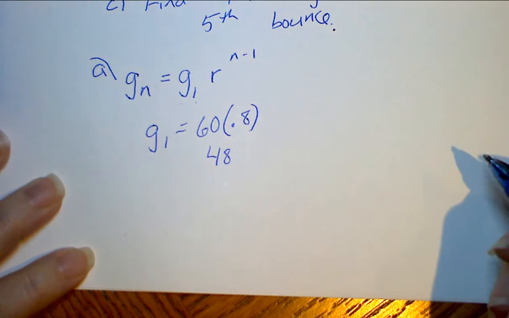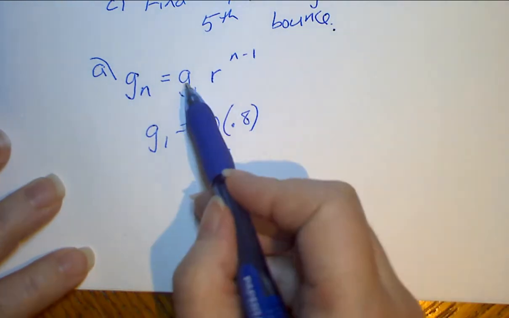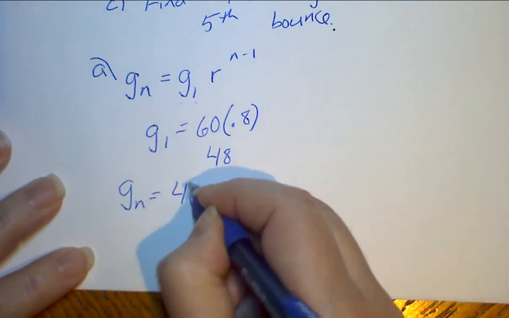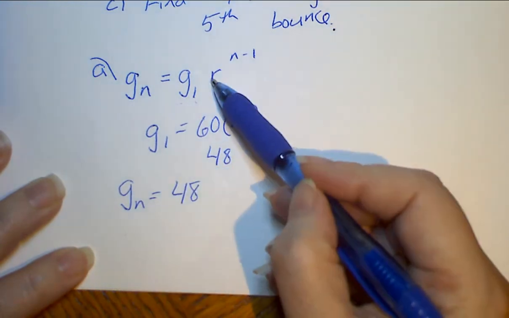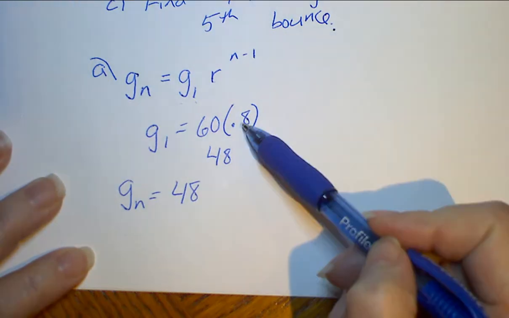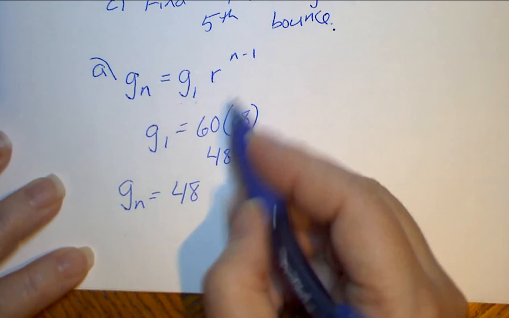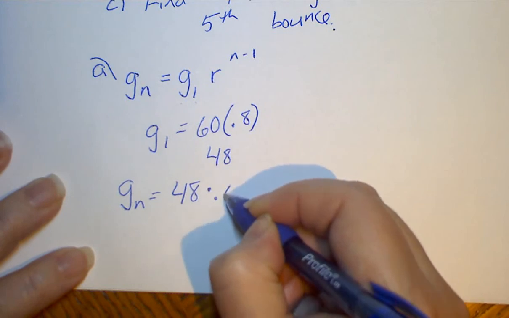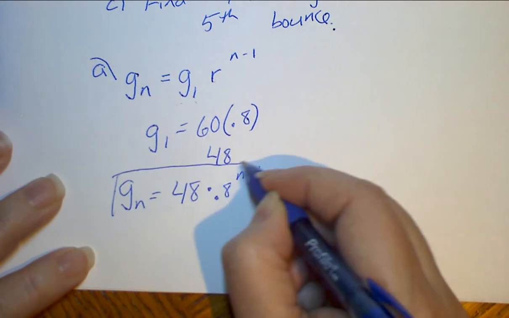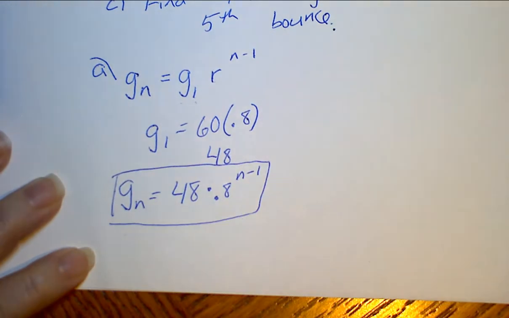So now we're going to plug it back in. We have g sub n is equal to 48, and r, what is the constant ratio? Every single time, it's going to be multiplied by 0.8. So it's 0.8 raised to the n minus 1. So that's your answer.